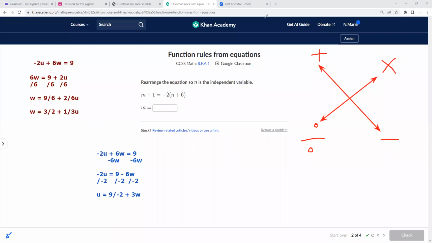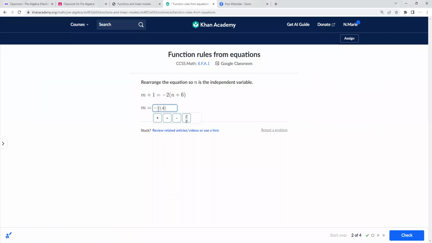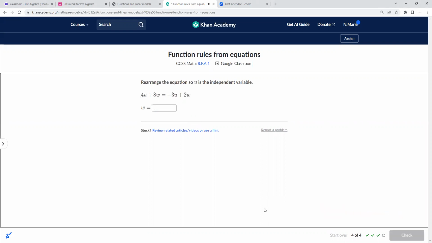Okay, so we want to get the m alone here. All you have to do is minus 1 to the other side. That's it. You can leave it just like this, minus 1 to the other side. Simple for this one. For this one, we want to get the y alone, so we're going to minus 6 to the other side. Also very easy.